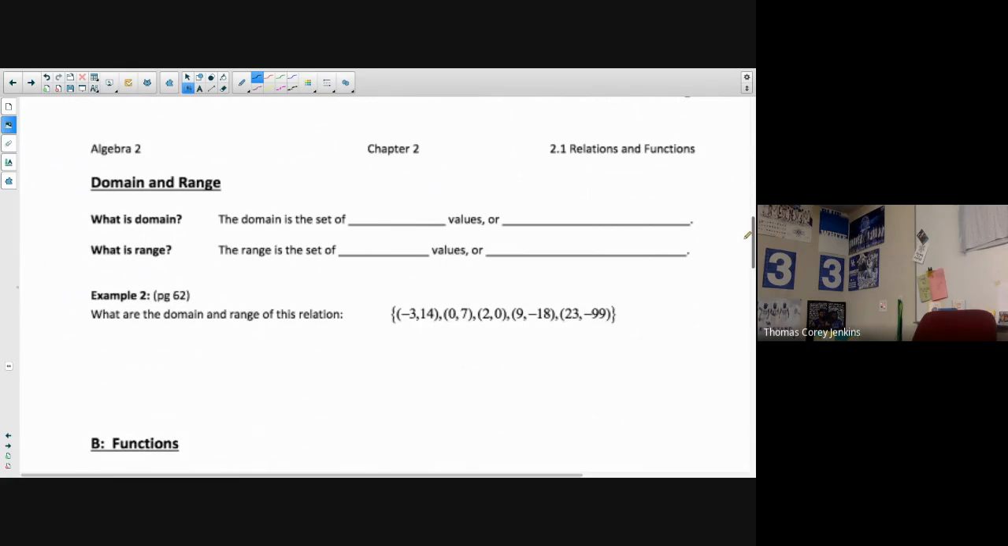What is domain? The domain is the set of input values, or X values, or what we call the independent, another synonym for you. And then the range is the set of output, aka dependent.